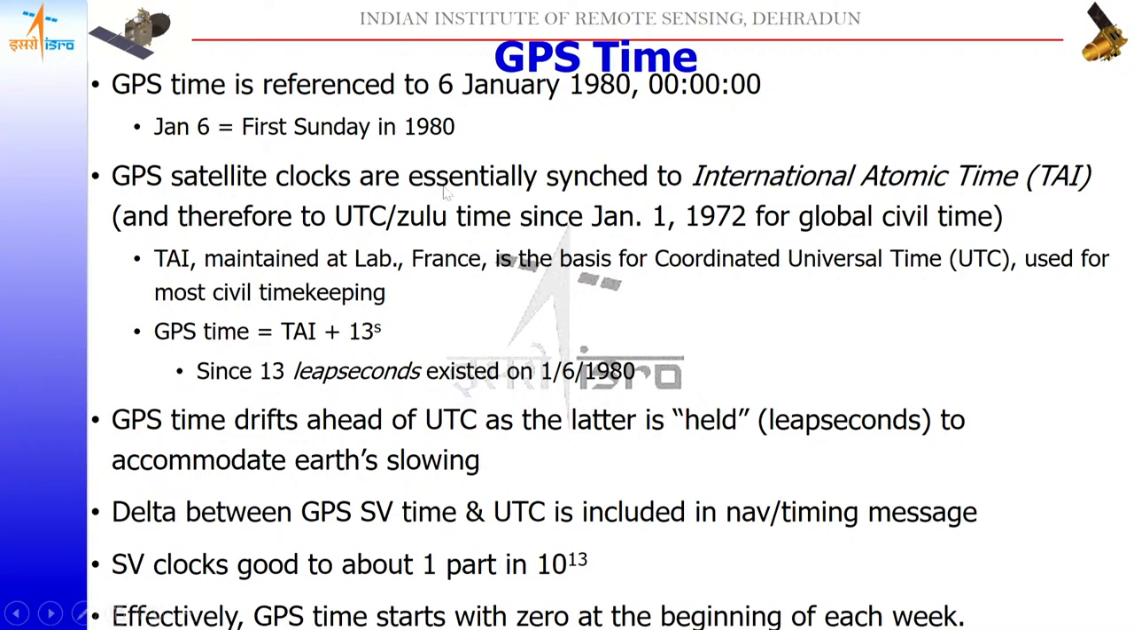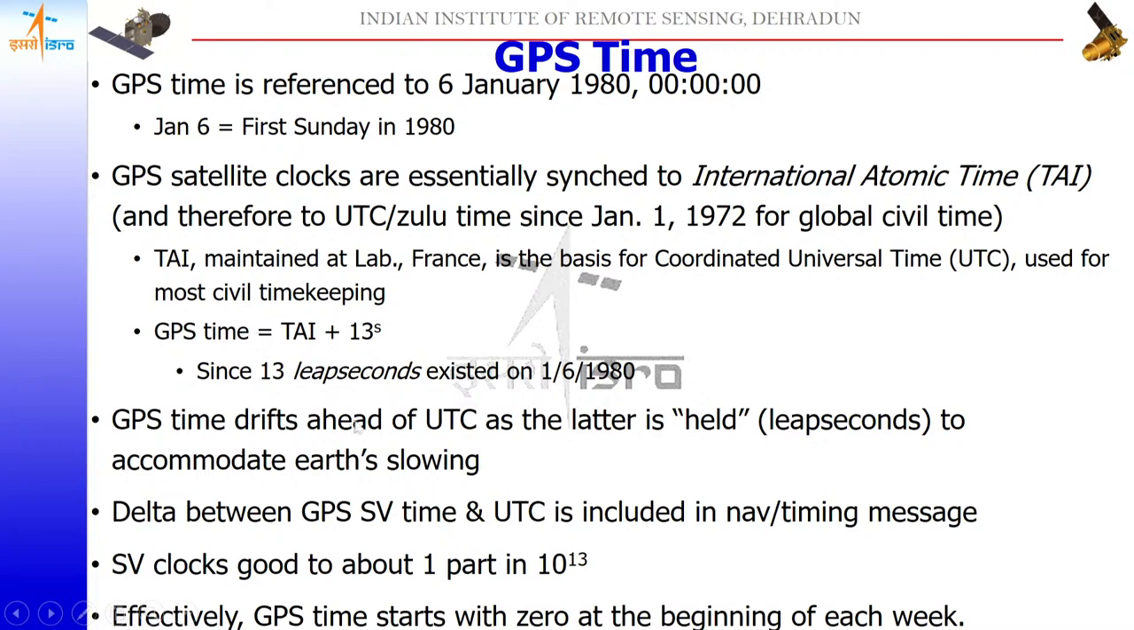So GPS satellite clocks are essentially synced to International Atomic Time (TAI), and therefore to UTC Zulu time since 1st January 1972 for global civil time. So this is GPS time: TAI plus 13 seconds. Since 13 is the leap second offset that existed on 1/6/1980, you have to use this leap second to estimate the precise GPS time.